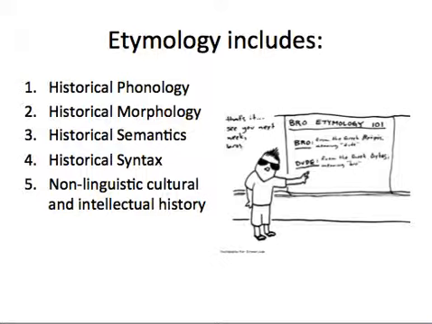Syntax refers to the order of words. In English, we have a specific word order of subject, verb, and object or complement. Other languages have different word orders, but English is what we call an SVO language. And then, of course, there are other non-linguistic influences on the development of words, which is part of the cultural and intellectual history of any particular language. Okay, so let's have a look at each of those items individually.